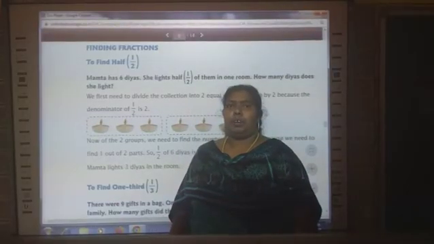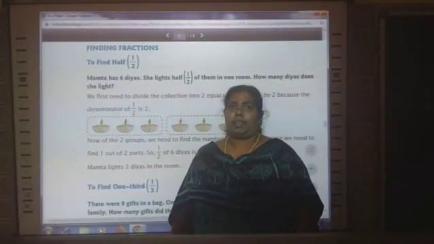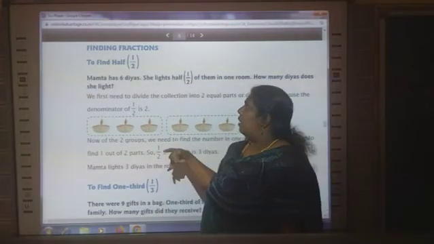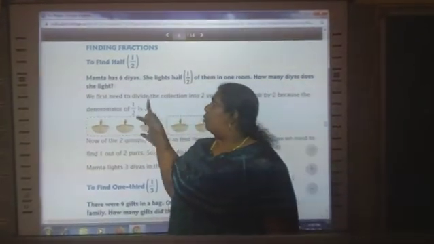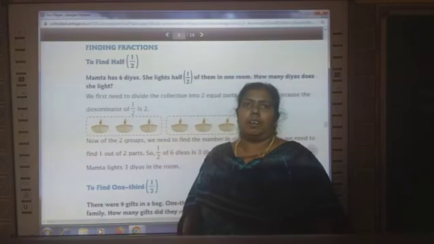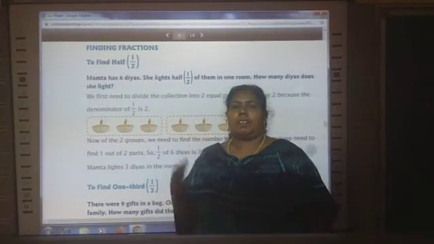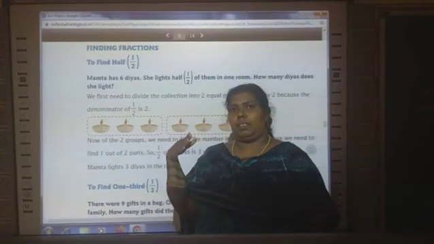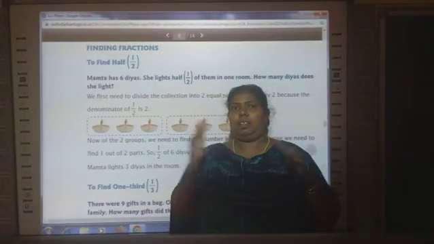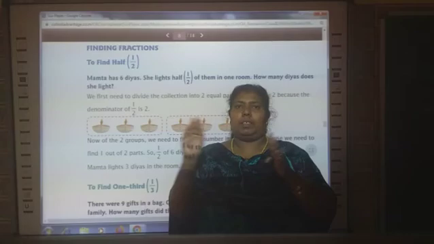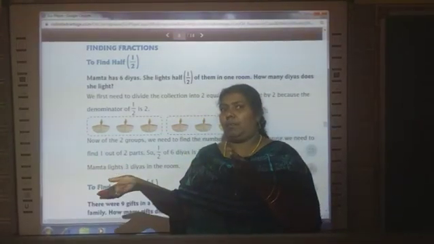Here, I hope you got some idea about finding your fractions. Okay. See here the example. To find half. Half means what? For example, if I have 6 chocolates, so half of the chocolates means how much? That is 3, right? That is 3 is half. This is the another 3 is half, right?